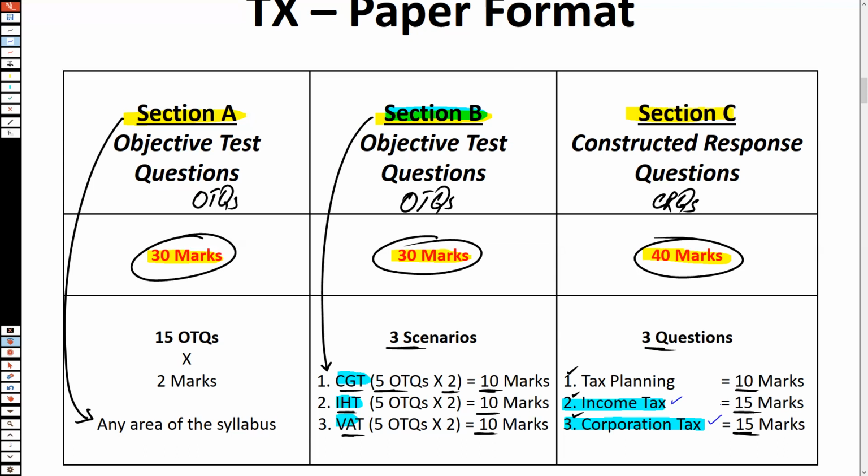Whenever a company is paying tax, that means corporation tax. The third question in section C is with respect to tax planning. That's not from any specific part or chapter. Tax planning questions can be asked from any area of the syllabus. So you can see any area of the syllabus is examined in section A as well as the 10-mark question in section C. For the rest of the 60 marks, we know that 60 marks will be examined from these areas.